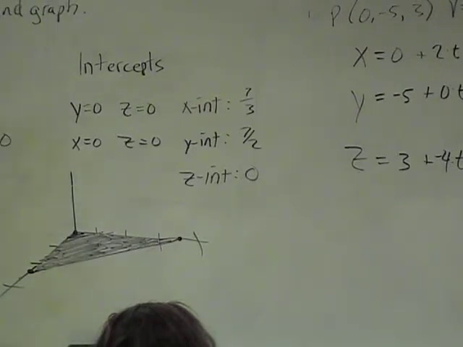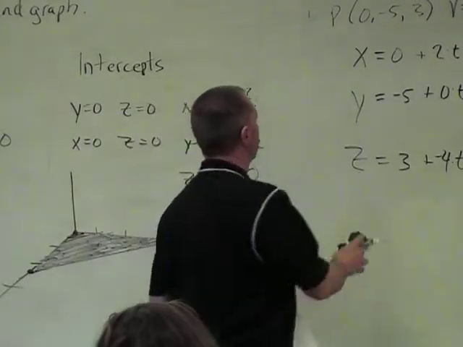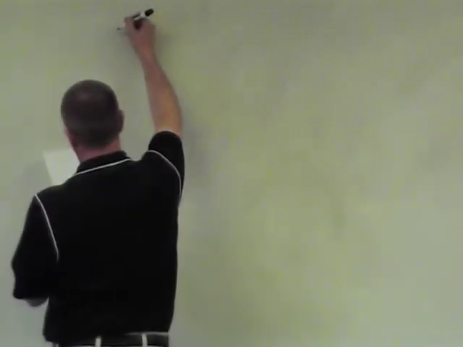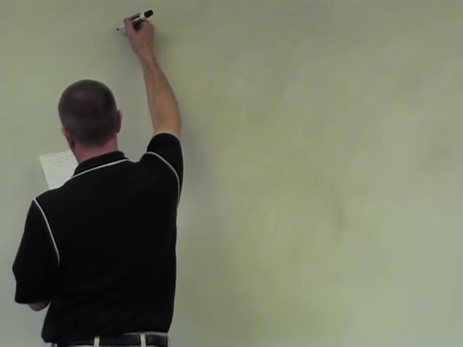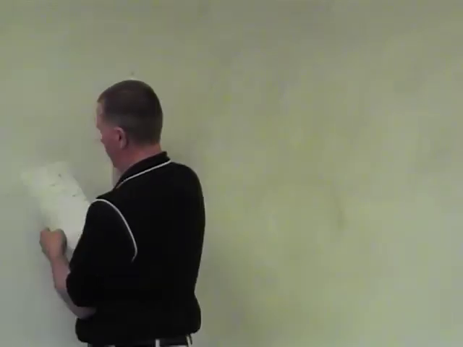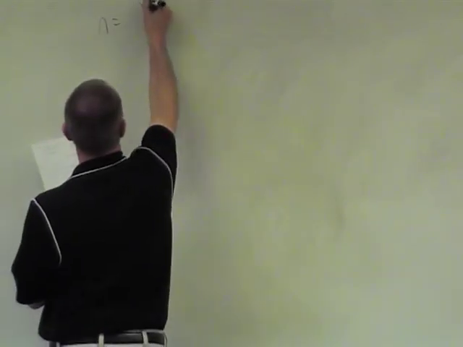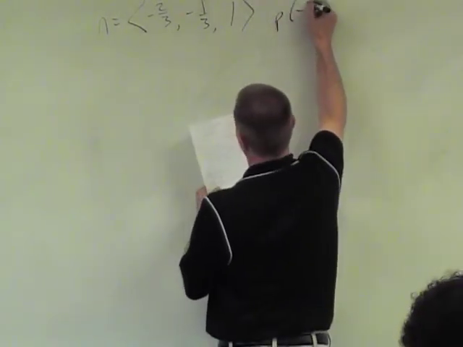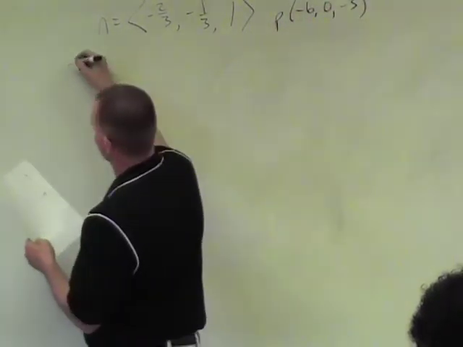All right. Let's have you do one, because you have to do this on the quiz and the test. I do have 3 tests ready for you. N is equal to -2/3, -1/3, and 1. Your initial point is -6, 0, -3. This is number 18.